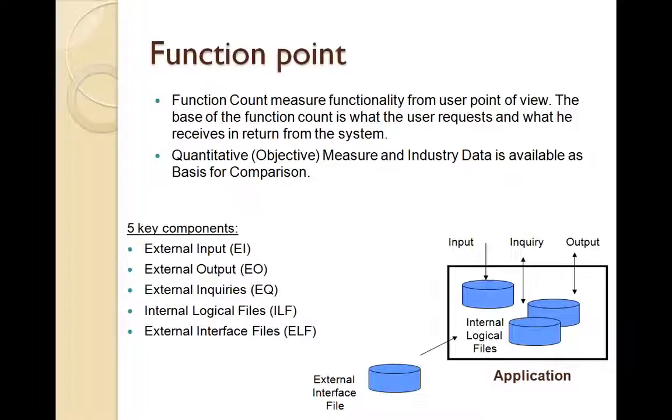And you can have unfiltered function points, and then you can normalize this data and get more structured or filtered function points. So this is a very commonly used method in software project estimations.